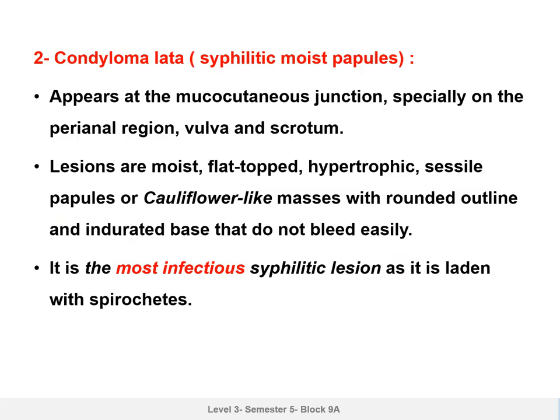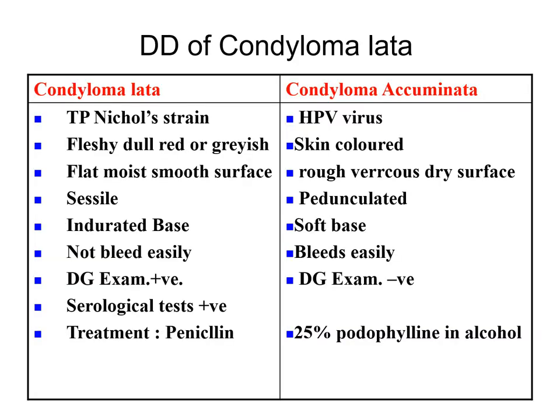Condyloma lata, the syphilitic moist papule, is the most infectious syphilitic lesion and is laden with spirochetes. It is a flat-topped, moist, hypertrophic, sessile papule or cauliflower-like mass appearing at the mucocutaneous junction, especially in the perineal region, vulva, and scrotum. It is very important to differentiate condyloma lata from condyloma acuminata, which is a genital wart caused by human papilloma virus. Condyloma lata is caused by Treponema pallidum.